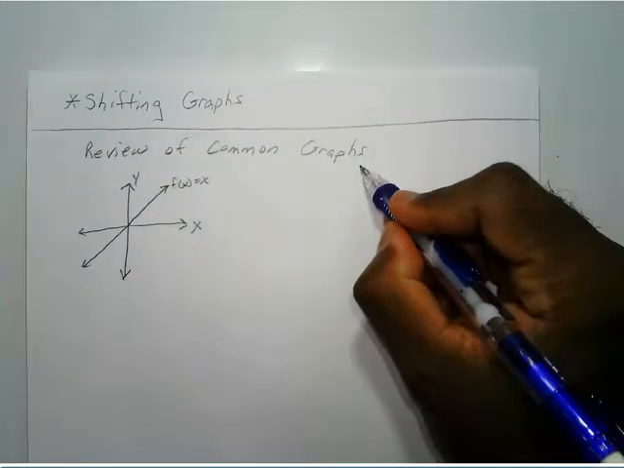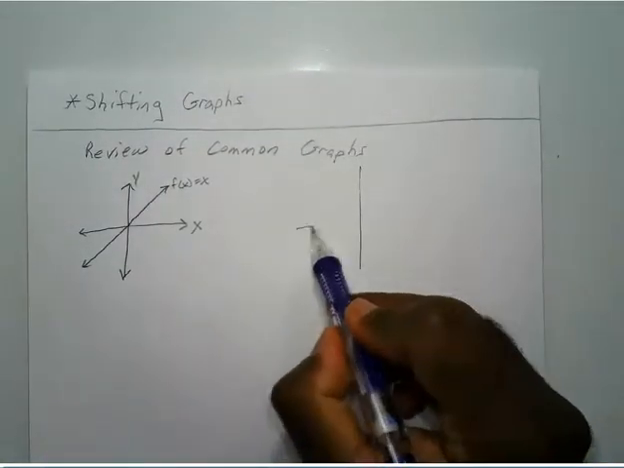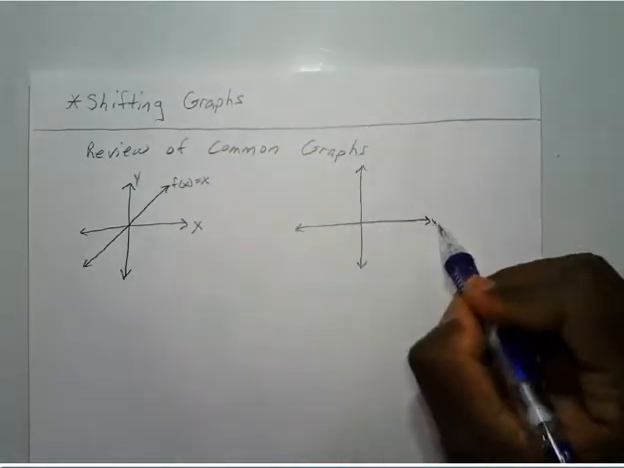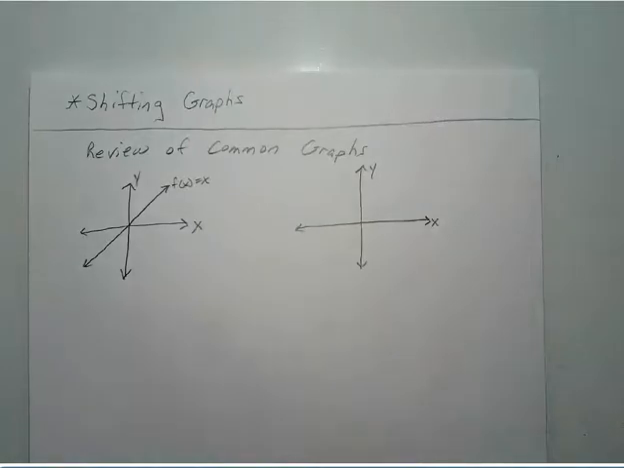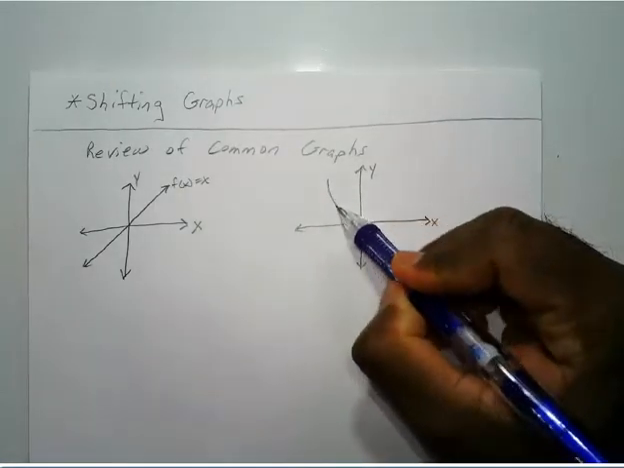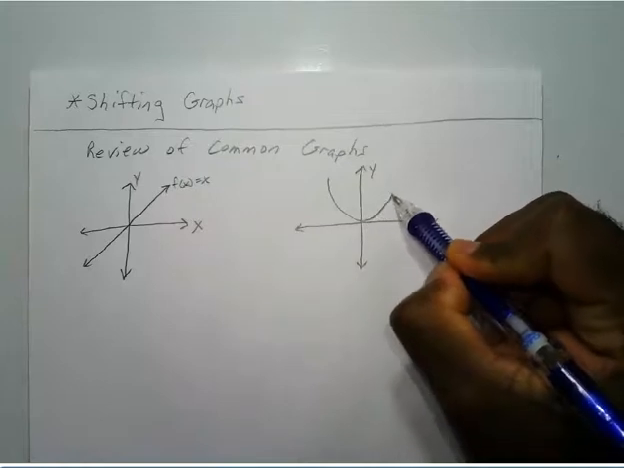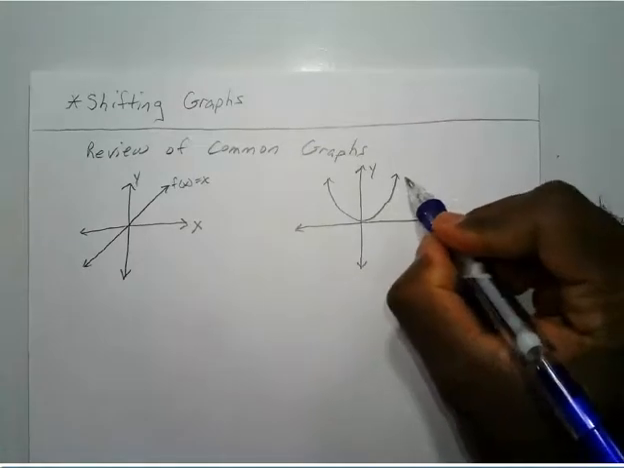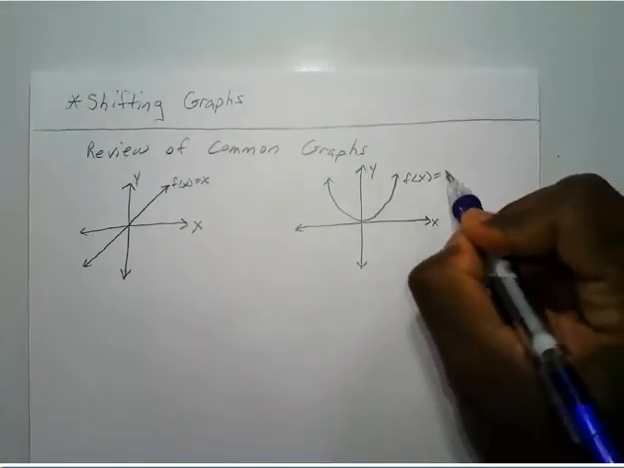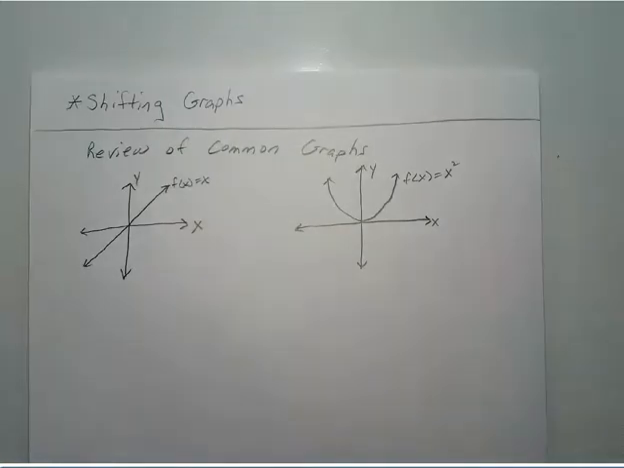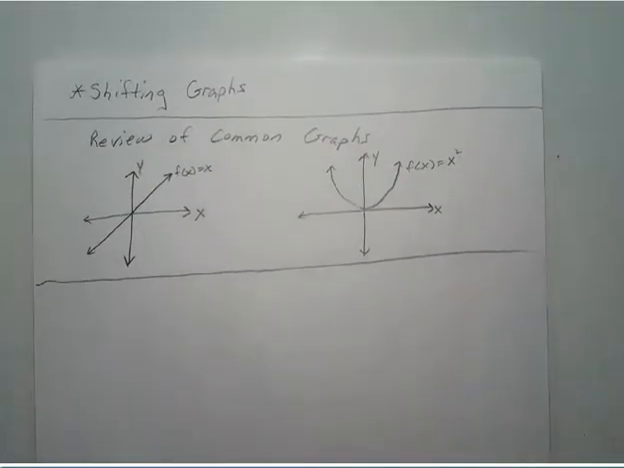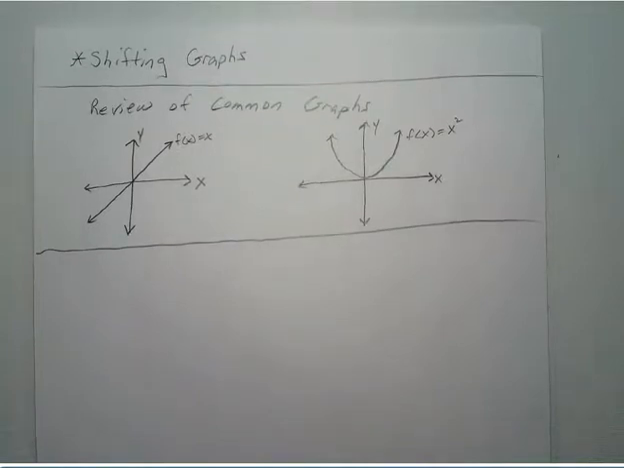Okay, now if we create another XY axis, okay, we have X and we have our Y. The graph here, even though it's not perfectly drawn, that's your f of x equals x squared. Alright, so just go ahead and draw a line up under here. Move that up a little bit.